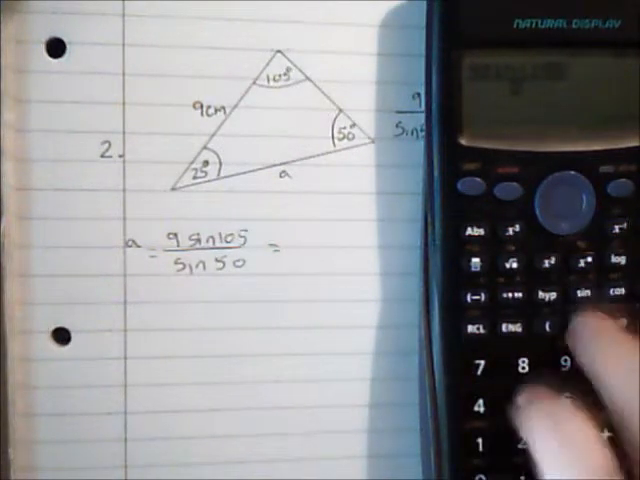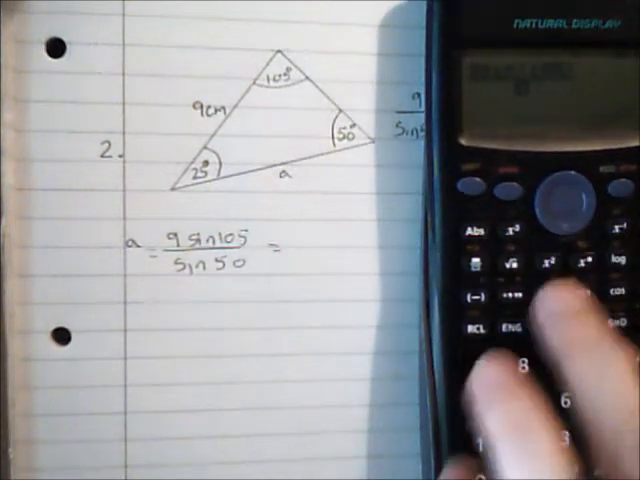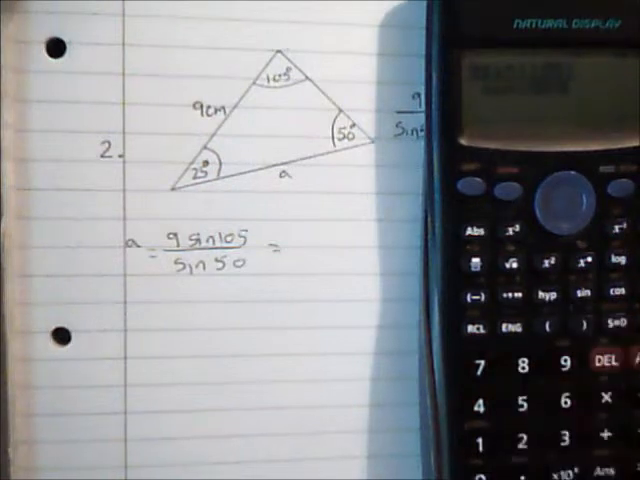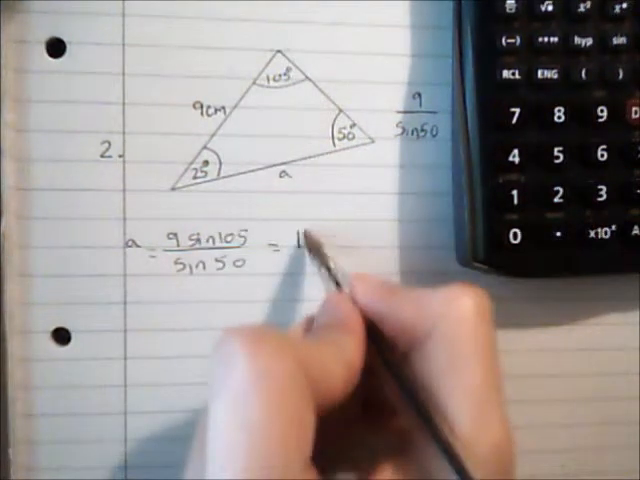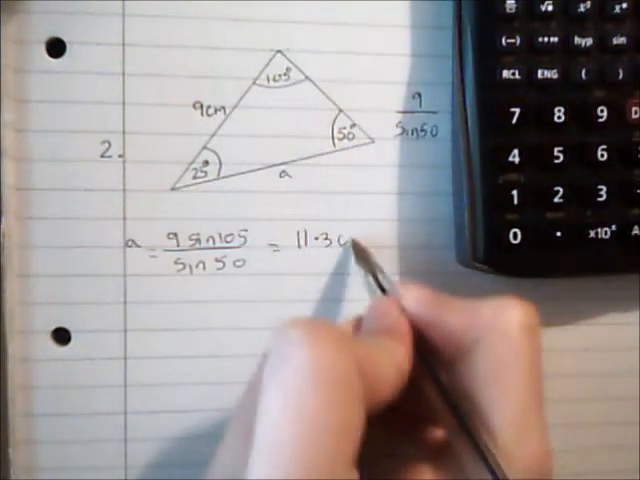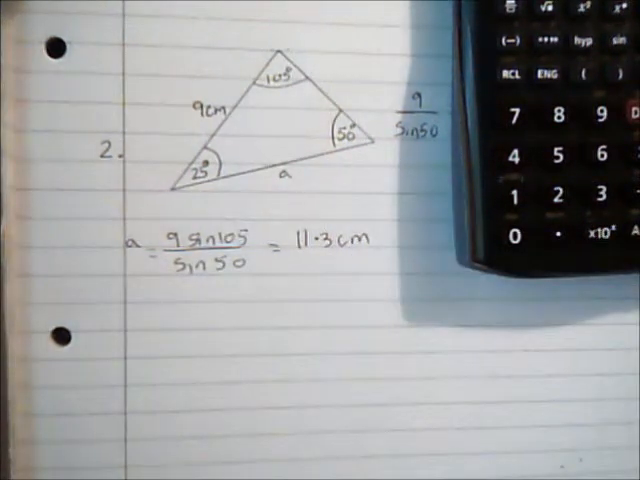And then again I can evaluate that on my calculator, so I've got here 9 sine 105 over sine of 50, and that gives me 11.348. So I'm going to again give that to 3 significant figures, so in this case that will be 11.3 centimeters.